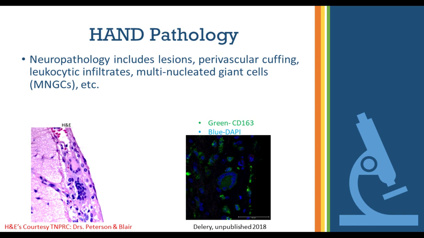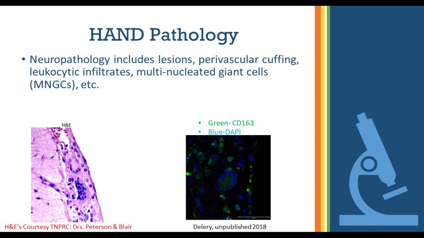Pathologically, when we're looking at the actual slides of brain tissue, neuropathology includes lesions, perivascular cuffing, leukocytic infiltrates, and the presence of multinucleated giant cells, which are these giant cells that are a result of macrophages fusing together in chronic inflammation, whether it's a failure of division or whatever. They just make these gigantic cells.